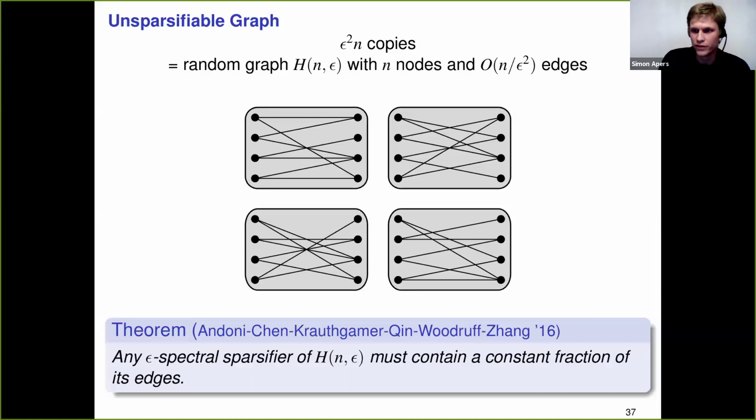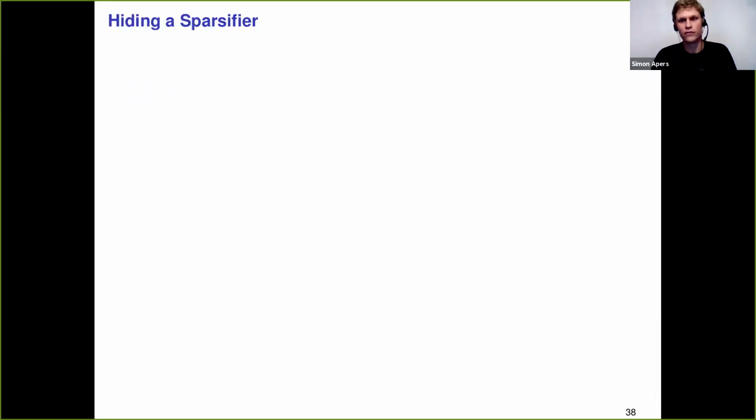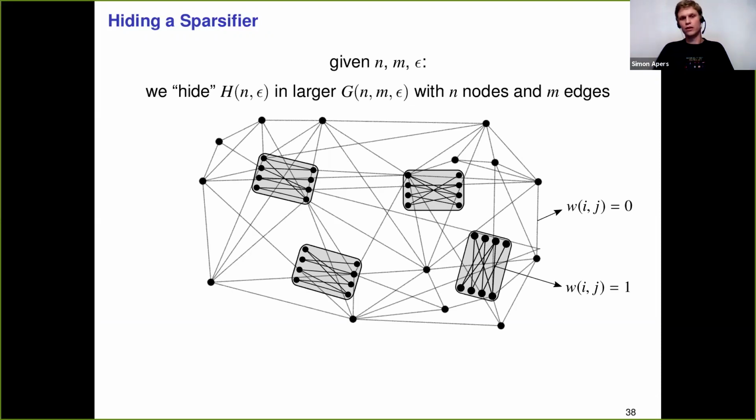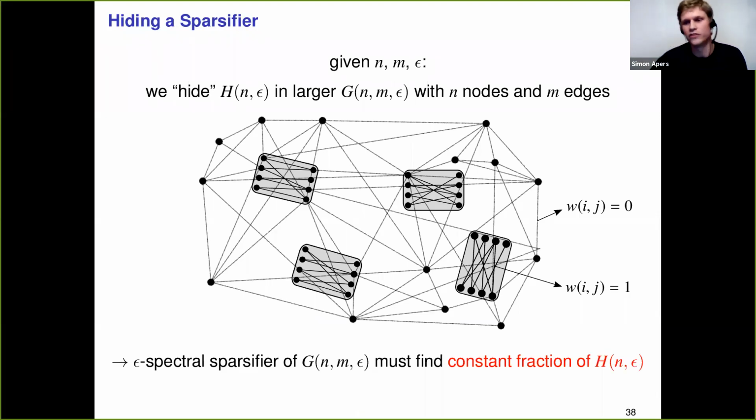What we do is we start from this graph, which we know is a sparsifier in itself, and we hide it in a much larger graph, right? So given parameters n, m, and epsilon, we construct this random graph, which has n nodes and n over epsilon squared edges, and we hide it in a larger graph, which has m edges. But all the edges that we add are just obfuscating edges, so we give them weight 0, and the original edges in the sparsifier H, we give weight 1. This basically ensures that any epsilon spectral sparsifier of the larger graph G should necessarily contain an epsilon spectral sparsifier of the embedded graph H. And by this former result by Andoni et al., a sparsifier of H should necessarily contain a constant fraction of the edges of H. Hence, a spectral sparsification algorithm on this graph should find a constant fraction of the edges of H, which we hid among a larger number of edges.